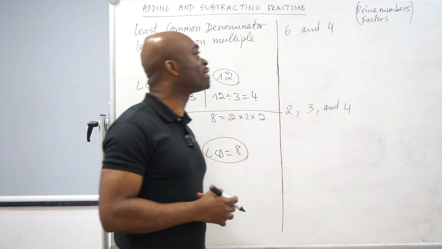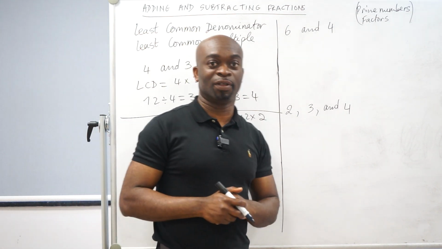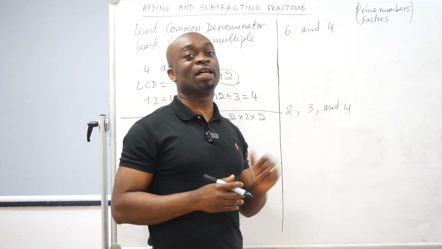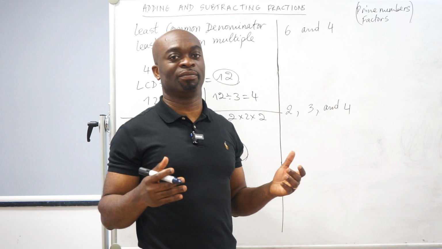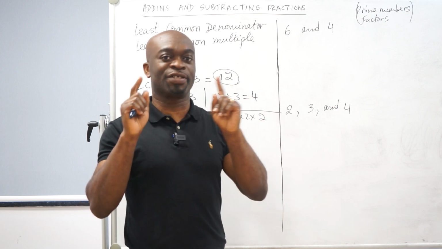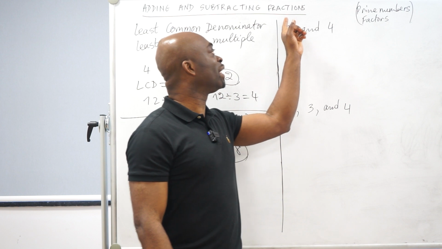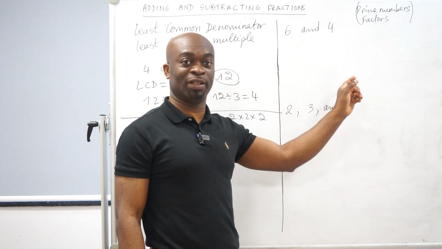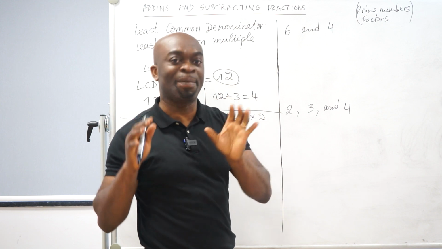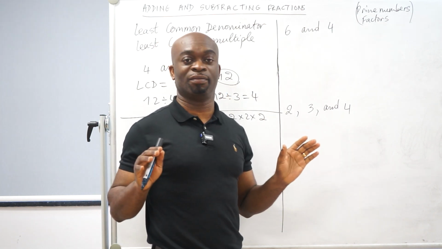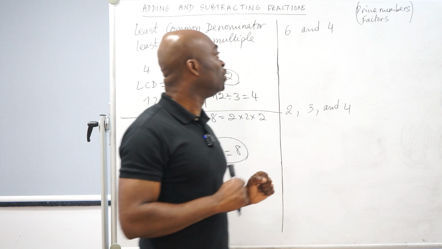Now let's go with 6 and 4. Now for 6 and 4, do they have something in common here? They have 2 in common. Okay? But again, you're looking for the smallest number such that that number can divide 6 evenly. That same number can divide 4 evenly. So that means that number cannot be smaller than 6. Never. Okay?